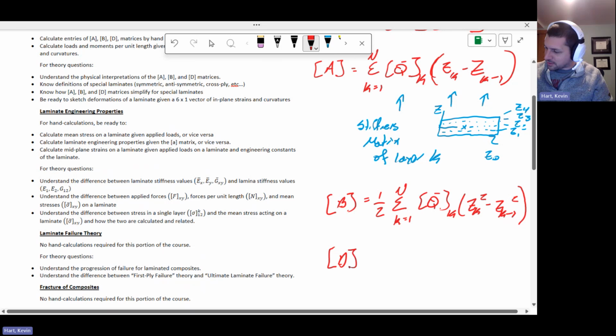All right, the D matrix looks very similar, except now you have 1/3.